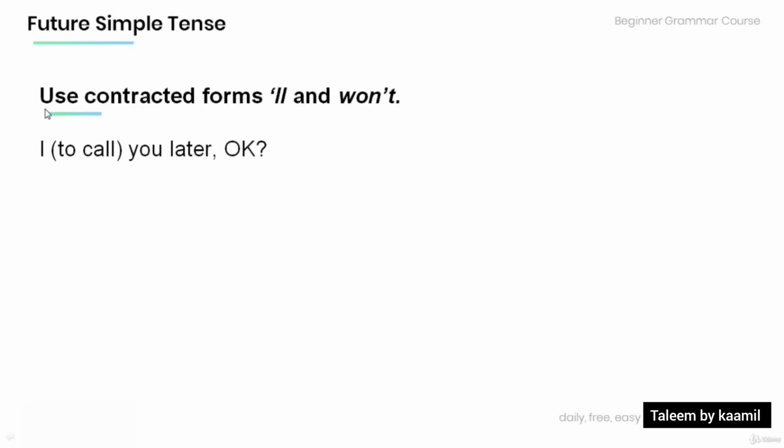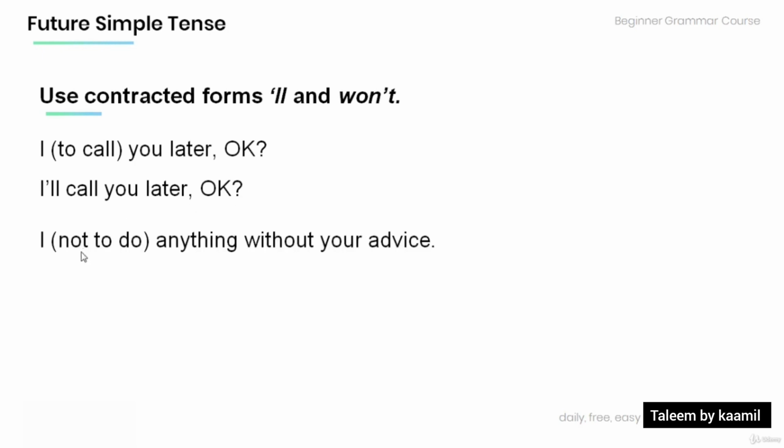Now try to practice using the contracted forms of will and will not, which is I'll and won't. Read the following sentence and practice. I to call you later, okay? I'll call you later, okay? I not to do anything without your advice. I won't do anything without your advice.